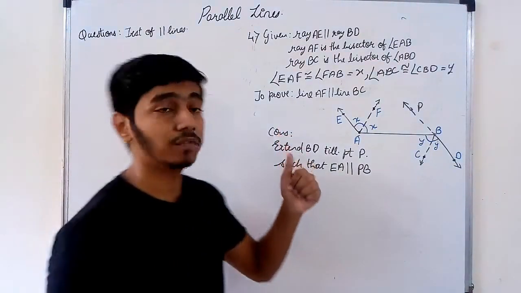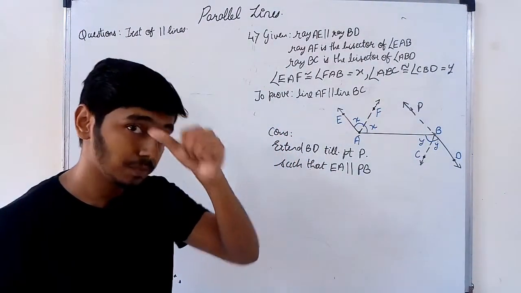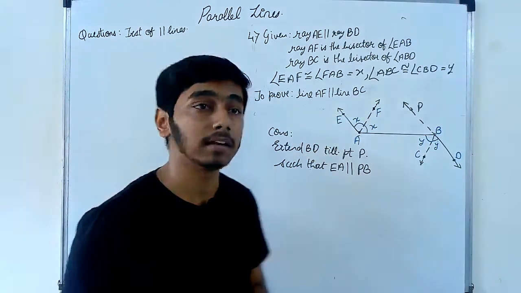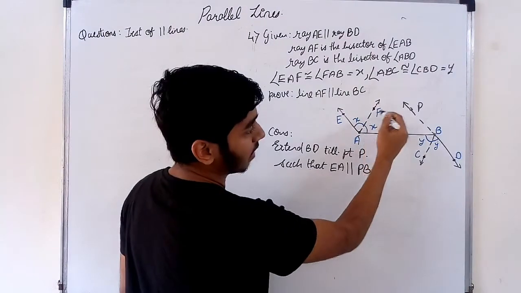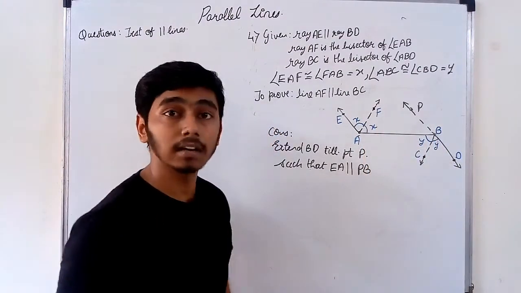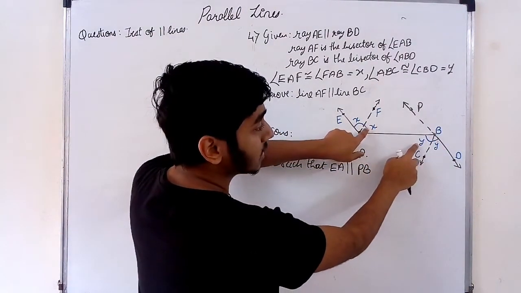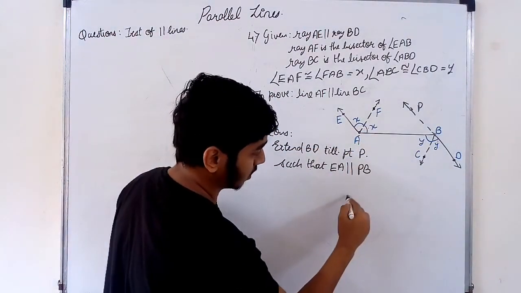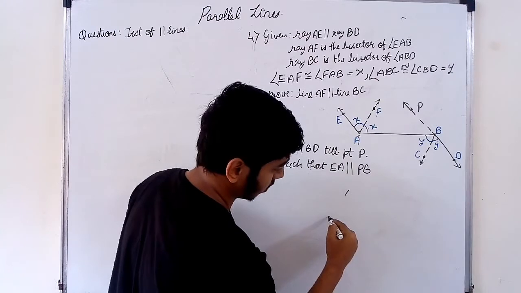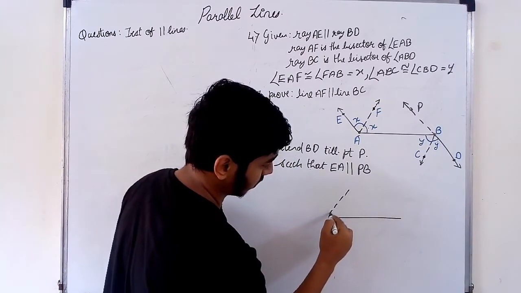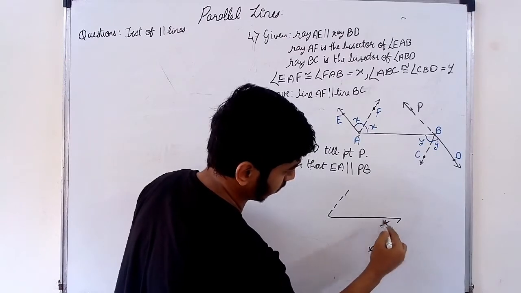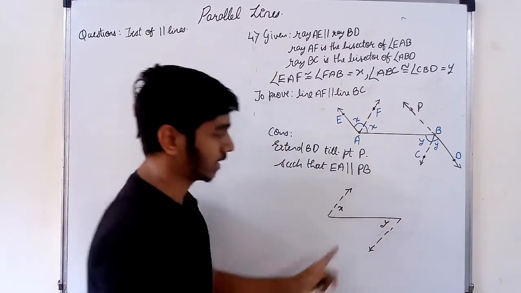Before starting with the proof, what are we supposed to prove? That AF and BC are parallel. That means we have to prove that X and Y are congruent. If you see something like this, this is Y and this is X.